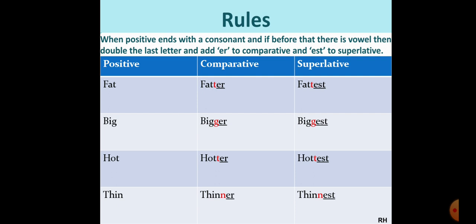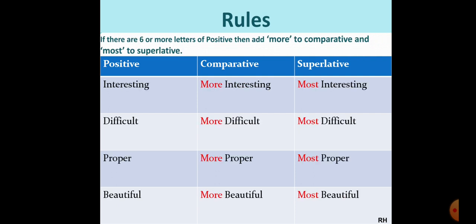Big, bigger, biggest. Hot, hotter, hottest. Thin, thinner, thinnest. Okay, great. Let's look at the next one. Now here there are some of the words which are, students, bigger. Like, there are 6 letters in the words or more than 6 letters in the words.